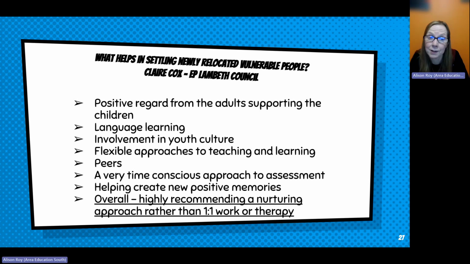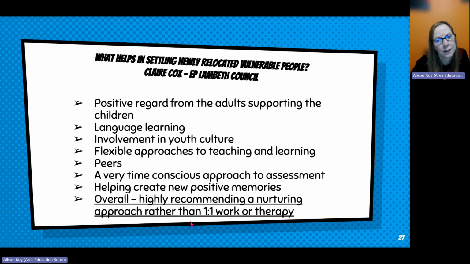Enabling connections with peers is also critical, just giving them opportunities to work in partnerships, looking for opportunities to maybe connect them to people in the school that will be positive relationships for them. And again, that goes a long way in supporting these young people in terms of becoming part of the school community.